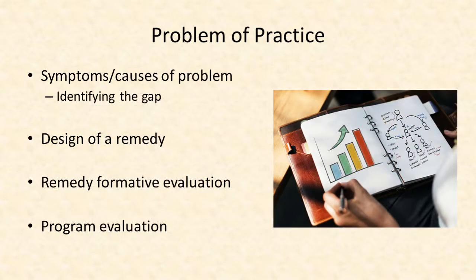A lot of the design literature comes into play with the problem of practice dissertation. You might look at symptoms or causes of a problem. Is there a gap you've identified in your employment setting that differentiates what needs to be done from what is being done right now? Is there a remedy or solution that needs to be designed? Can you evaluate what's currently going on, either formatively or in terms of a program evaluation?